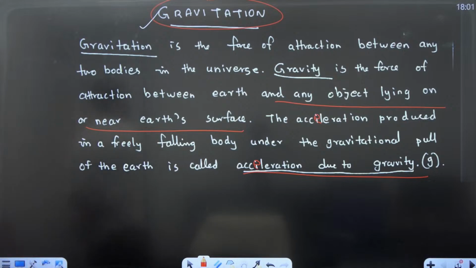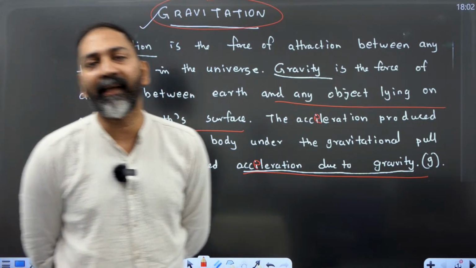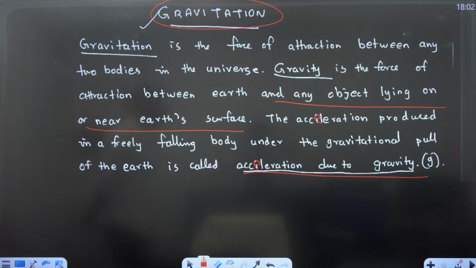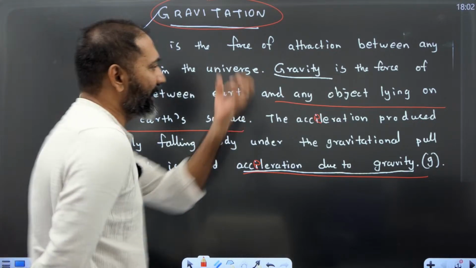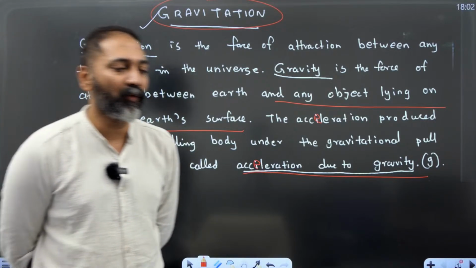So gravitation is a force between any two bodies in the universe. If one of the bodies is Earth, or it is a force between Earth and an object lying near the Earth's surface, it is called gravity. Acceleration produced on a freely falling body under the gravitational pull of the Earth is called acceleration due to gravity. Note it here.